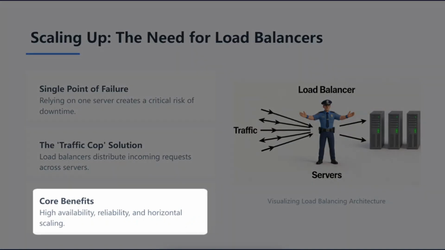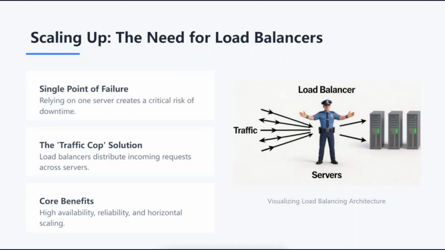By doing this, we achieve high availability and reliability. If one server goes down, the load balancer simply stops sending traffic there and redirects it to healthy servers. This is the secret to horizontal scaling, adding more power just by adding more machines. Before we move into our interactive lab to see this in practice, are there any questions on how the traffic cop decides where the data goes?